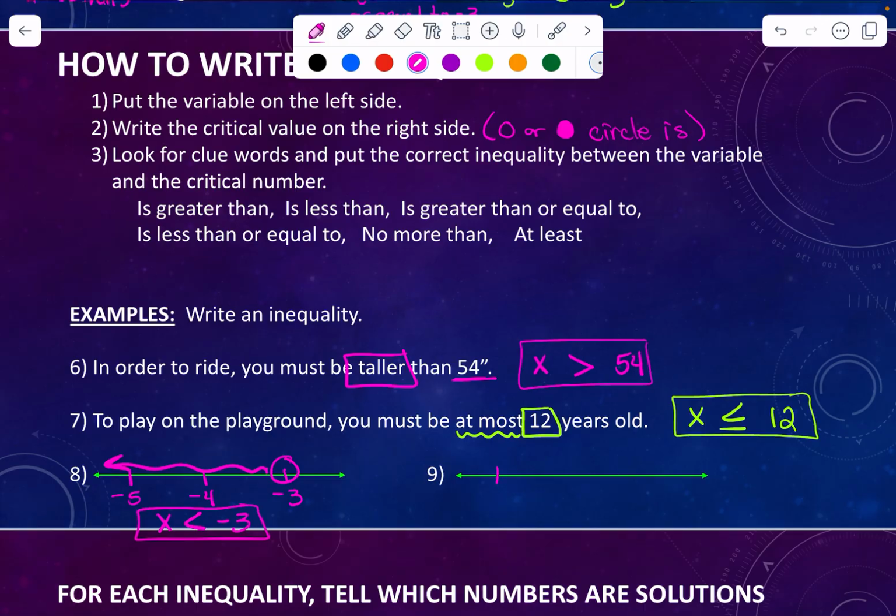What if I did something like this? So what if I did -8, 0, and 8? I did a closed-in circle, and I go that direction. So we start off, we put our letter on the left. We put our number where the circle is, 0, on the right. It's a closed-in, so that means I can equal it, and I'm greater than that. So x is greater than or equal to 0. Okay? So that's how we write it from graphs or from a sentence or a story problem type setup.